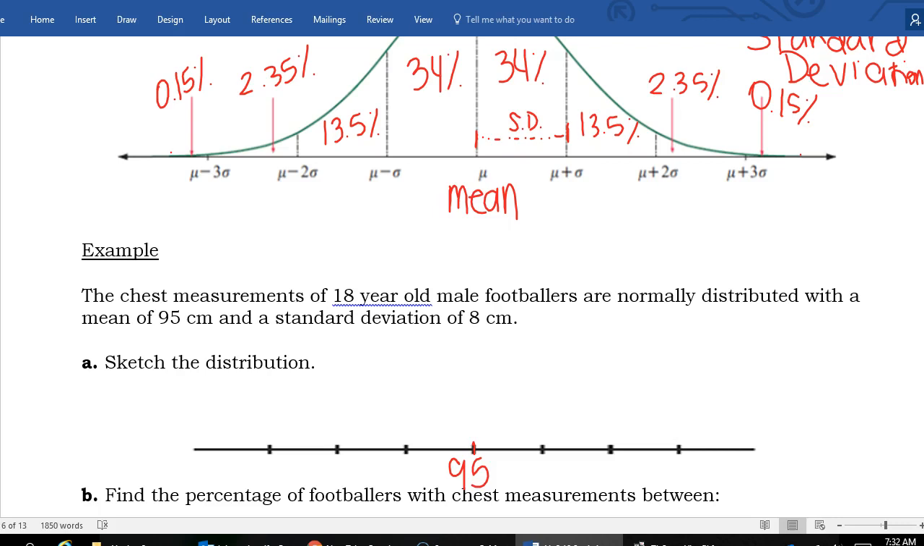Then we're going to use the standard deviation to help us scale the axis. Every time we move up to the next point, we're going to add whatever our standard deviation is, we're going to add 8. So 95 plus 8 is 103, plus 8 is 111, plus 8 is 119. And we're going to use the same to go down. We're going to subtract 8, subtract 8, subtract 8.